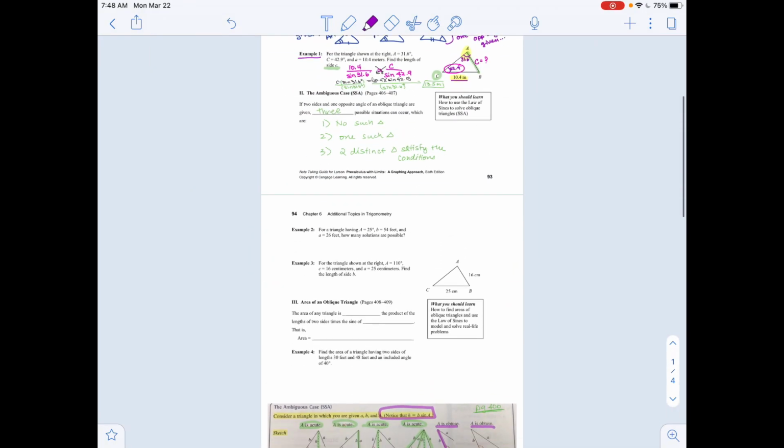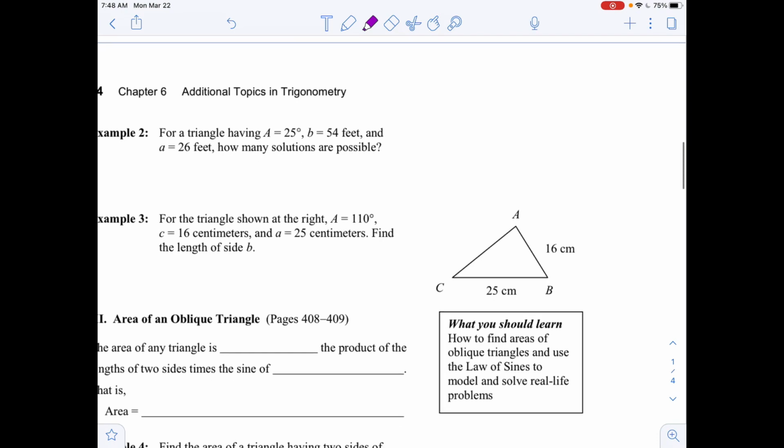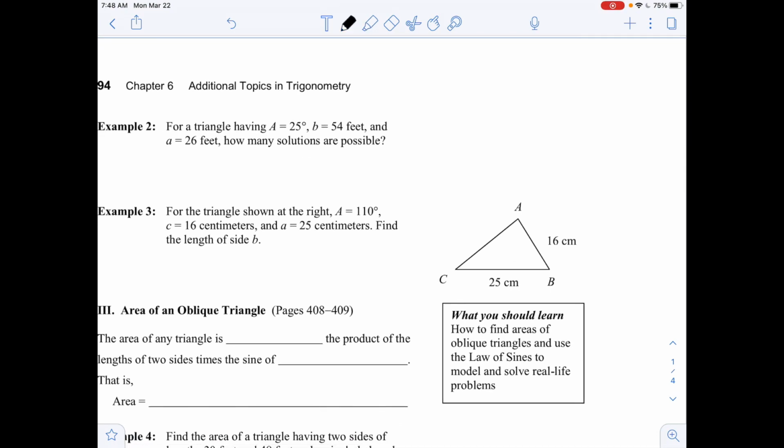So let's go ahead and bring this up here and start looking at this. For the triangle, we're going to draw this out, and we may or may not be drawing it to scale. Here's angle A, B, and C. If angle A is 25 degrees and side B is 54 feet and side A is 26, how many solutions are possible? Well, we're going to use that same chart here, and I'm going to draw in the height. So this would be the height.